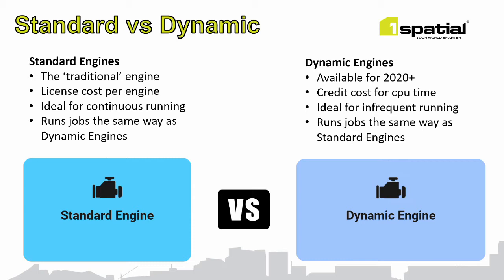It is also important to note that these engines run jobs in the exact same way that dynamic engines do. Speaking of, dynamic engines are the new approach introduced in 2020, so you must be using FME Server 2020 Plus. As I mentioned, they use a credit system where you can purchase CPU compute time for a pool of engines that can be dynamically defined, hence the name. The use of credits only when they are doing actual work makes them quite favorable for infrequent processes and processes that may wait and listen for periods of time.